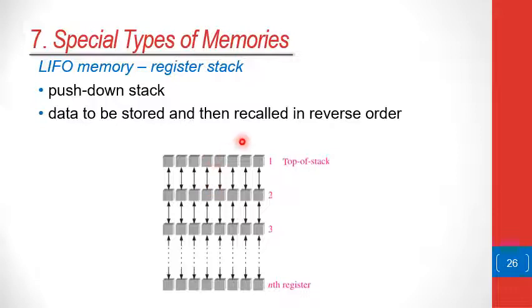When data needs to be retrieved out of the stack, what's going to be read is just the top of the stack, which is the last data to come in, and that will be read out. And as it's been read out, the data below it will come up on top of the stack, and so on and so forth.